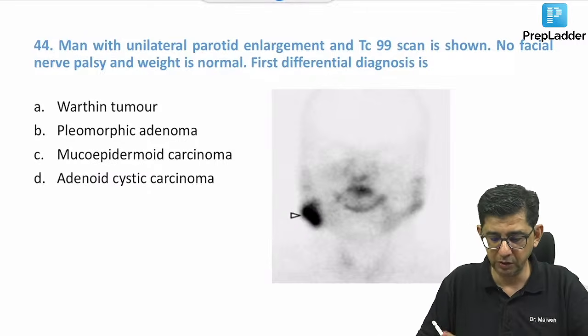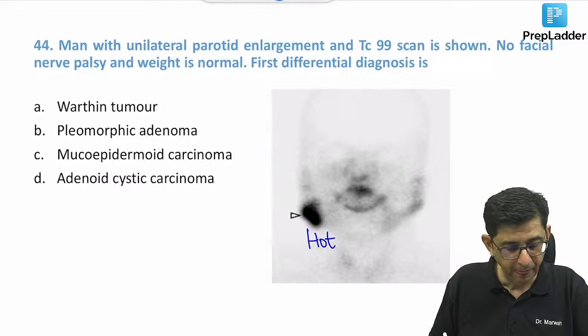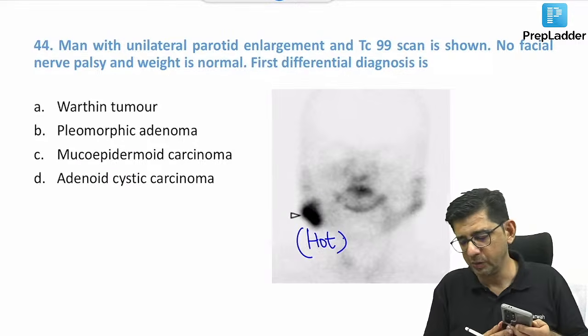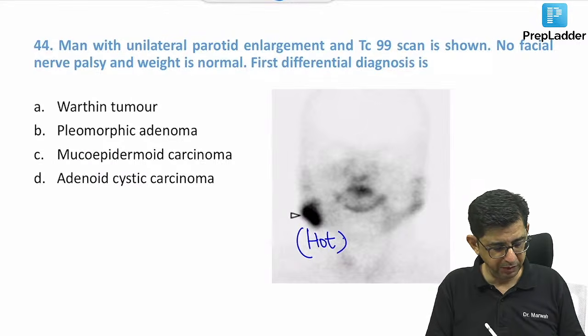Okay, so a patient of mine, this particular person is having a unilateral parotid enlargement, and there is a hot nodule which is present. So considering that there is a hot area present here, the black spot which is present, you guys can quickly comment here for the answer for this question.